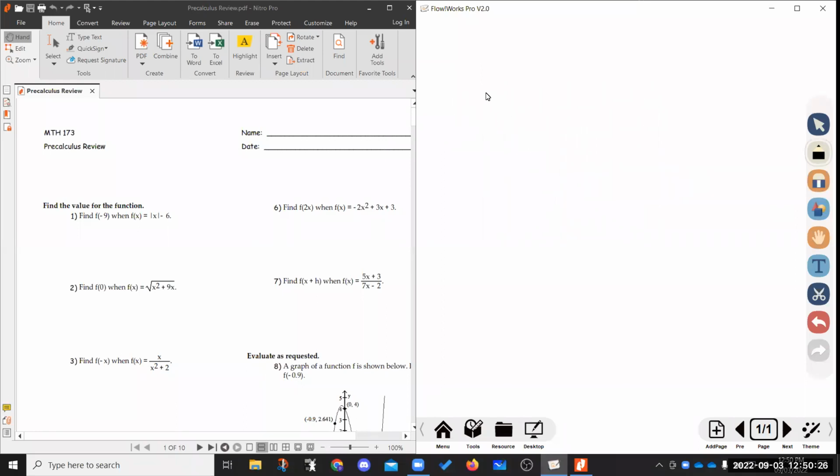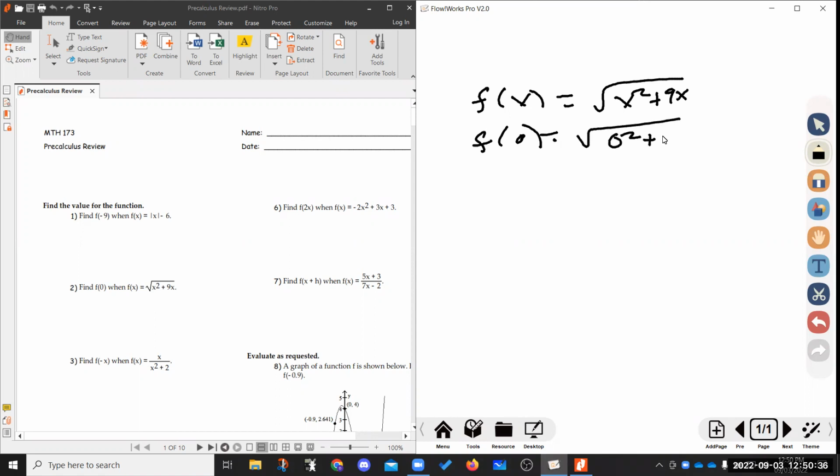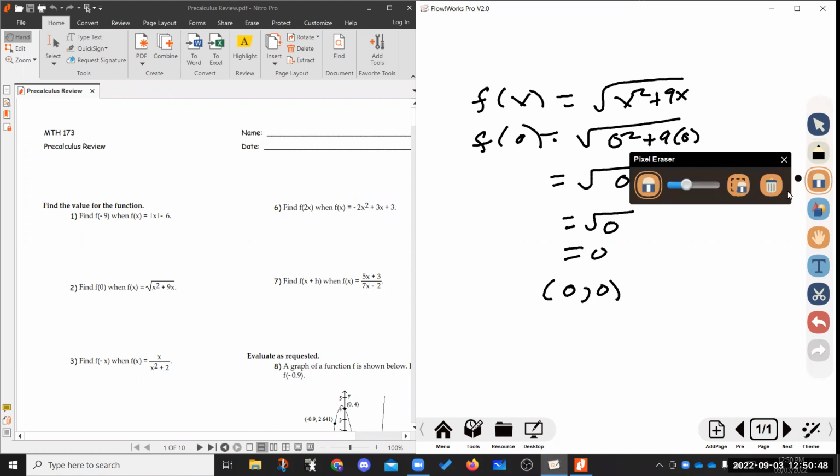Now we're going to find f of 0 when f of x is equal to the square root of x squared plus 9x. F of 0 is going to be equal to the square root of 0 squared plus 9 times 0. That's going to be 0 plus 0. The square root of 0 is 0, so that means that there's a point (0, 0) on the graph.